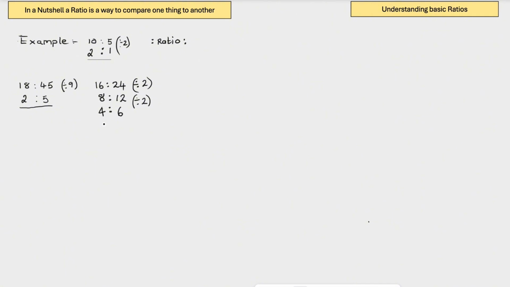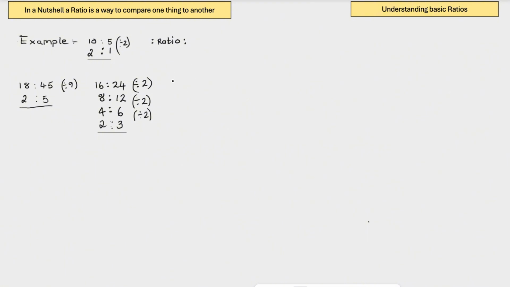Is that our final simplified answer? It certainly is not, because we can divide again by 2. 2's into 4 goes twice. 2's into 6 is 3 times. Now that is our simplified answer.